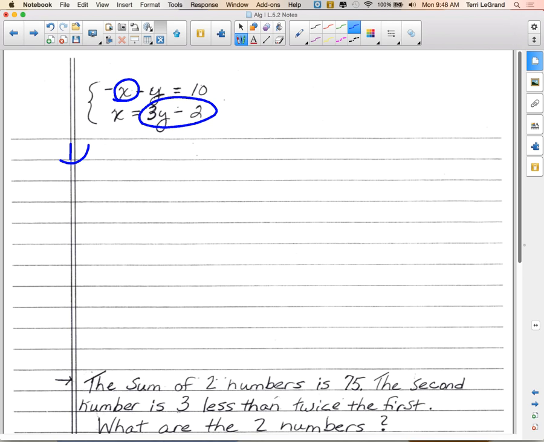So step number 1, other equation, the opposite of, and we're going to put what we substitute in for x into parentheses. We have 3y minus 2. So we're substituting into this one right now, the top one. Subtract y equals 10.